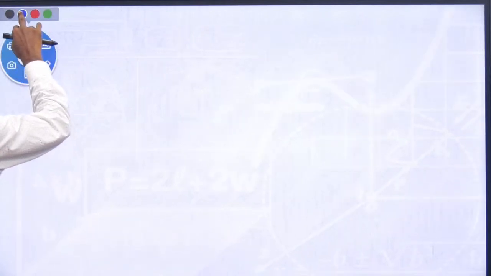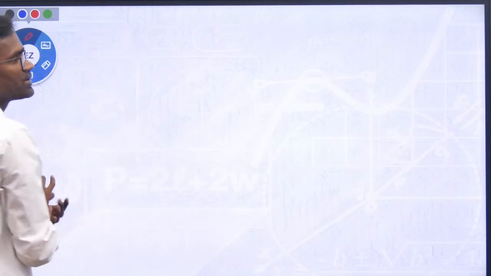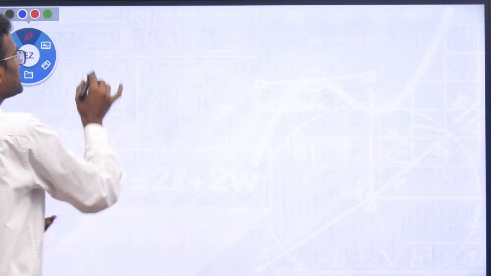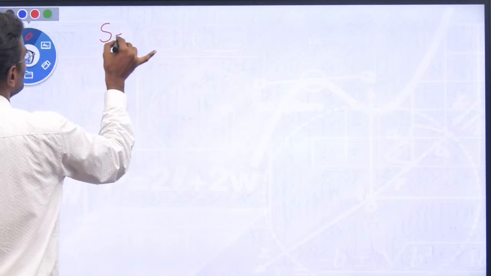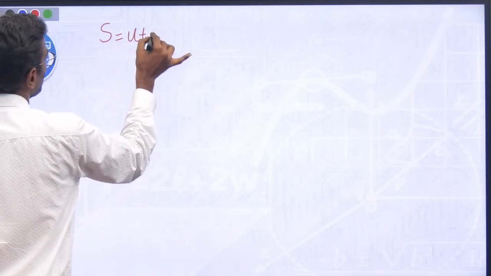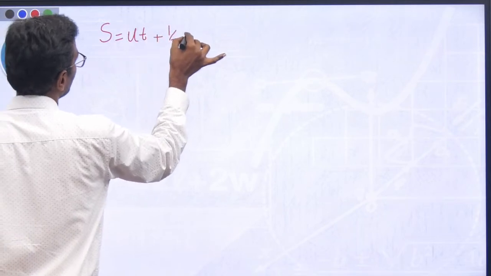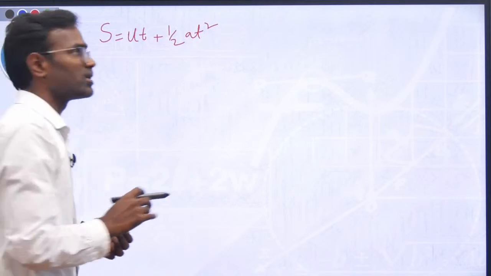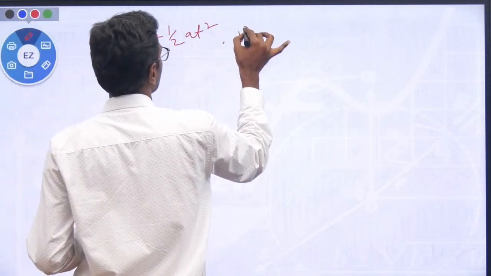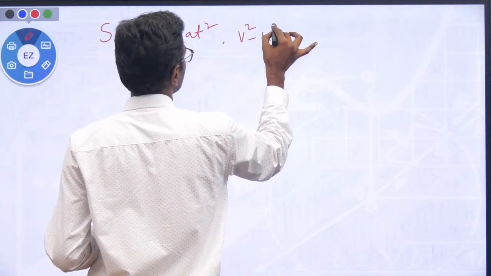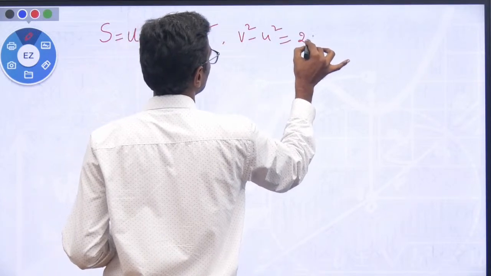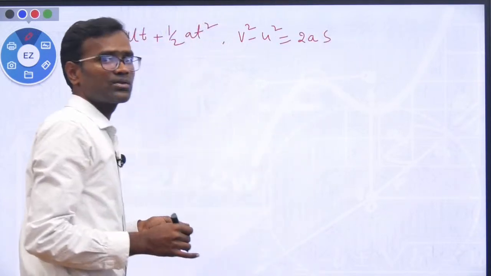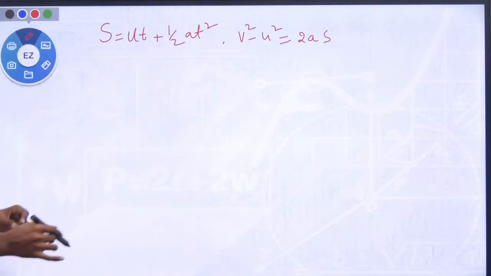So we are going to derive the second equation of motion: S is equal to ut plus half at square. So this is the second equation. What is the third equation? V square minus u square is equal to 2as.